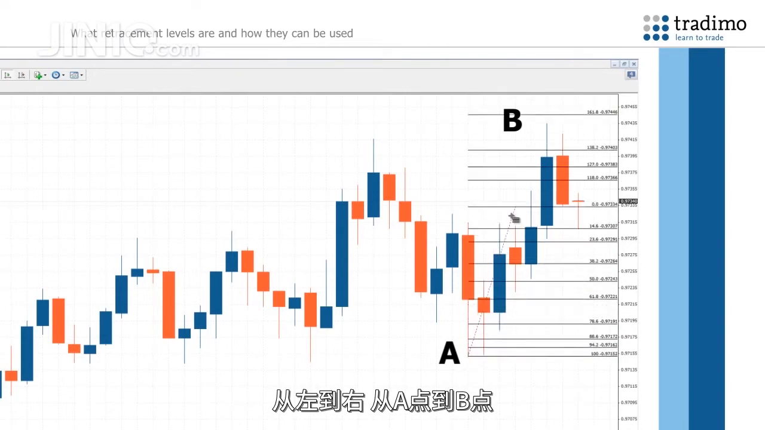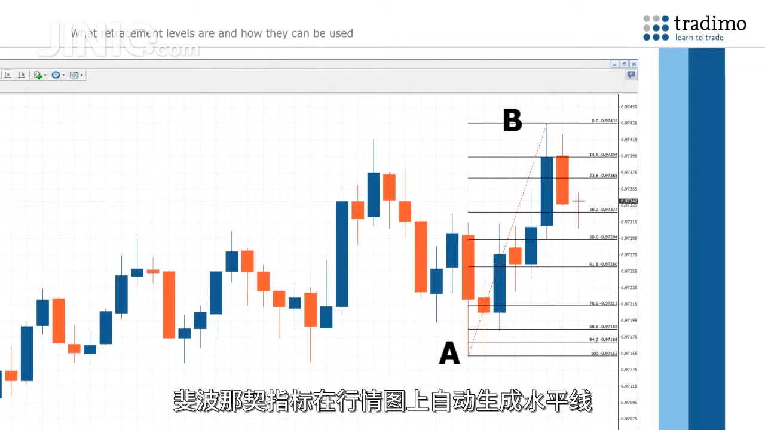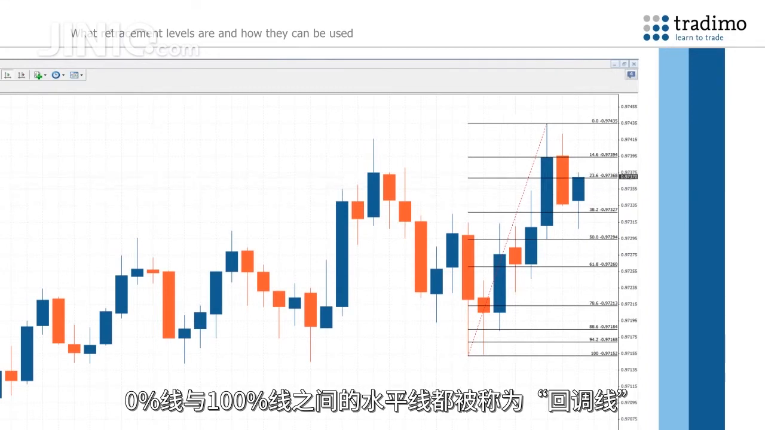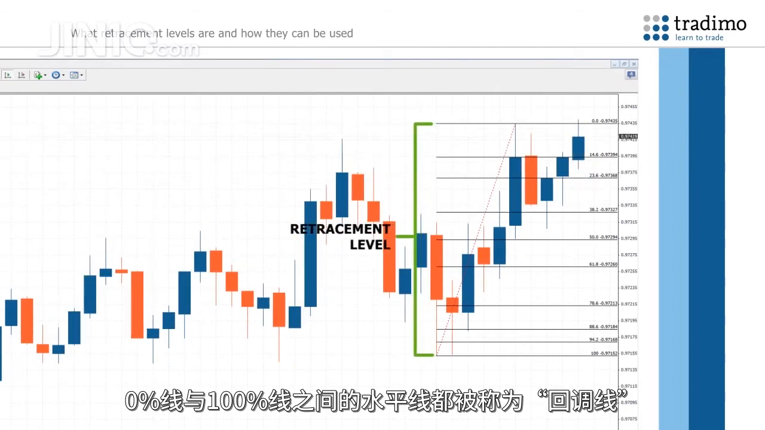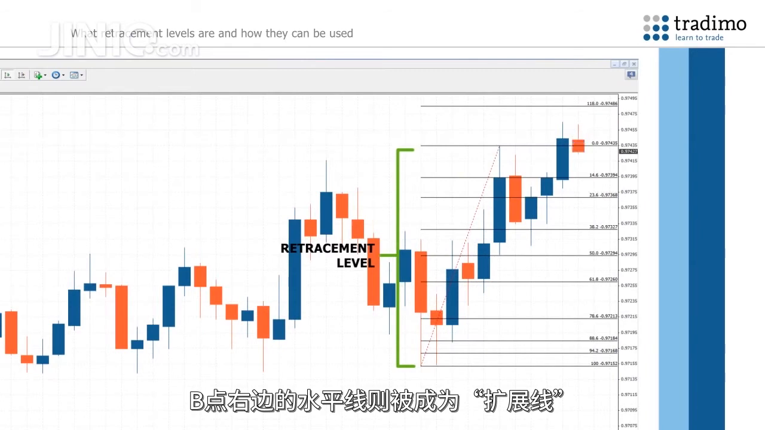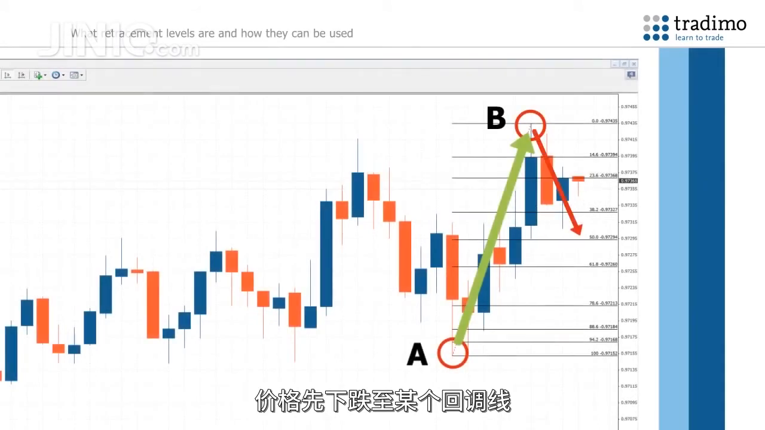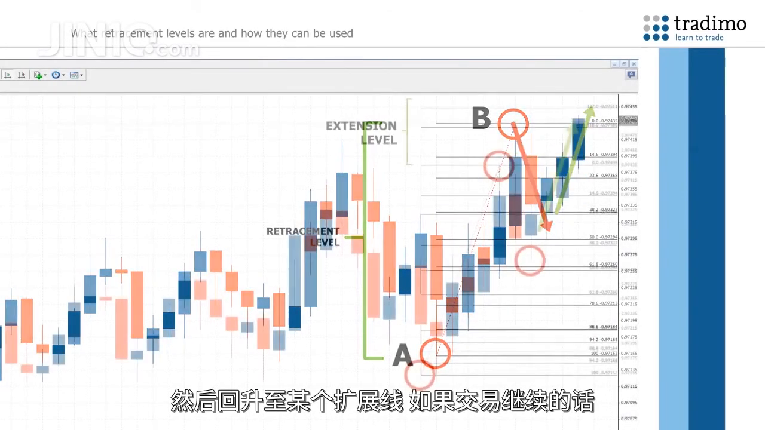The Fibonacci is drawn from left to right, starting at point A and up to point B. The Fibonacci tool then automatically plots the levels on the chart. The line at point B is the 0% line. The line at point A is the 100% level. Every line between 0% and the 100% is called a retracement level. Every line on the other side of the 0% level is called an extension level. Price will first retrace back to a retracement level before commencing to an extension level if the market is trending.